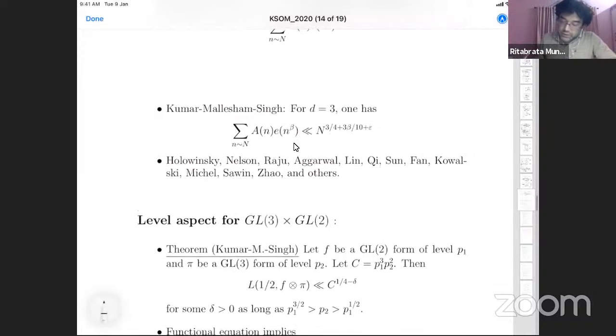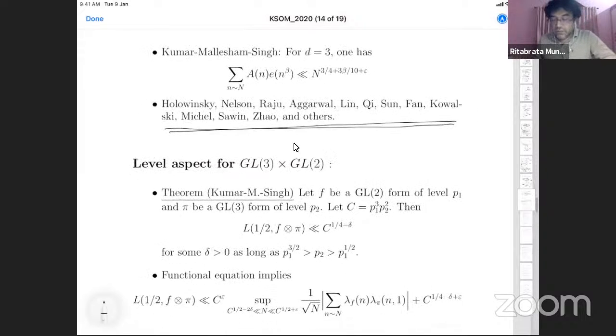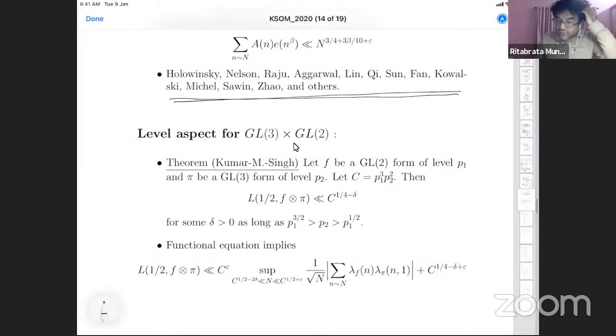I'll just briefly mention there are many other people who are working on this approach, the delta symbol approach, to compute correlations and to get subconvexity or results towards the shifted convolution sum problem. Holowinsky, Nelson, Raju Agarwal, Lin, Kıral, Soundararajan, Fan, Kowalski, Michel, Savin, Chow, and many others are doing that.